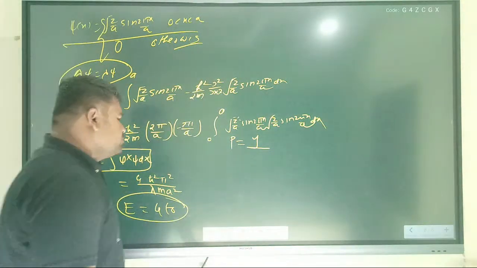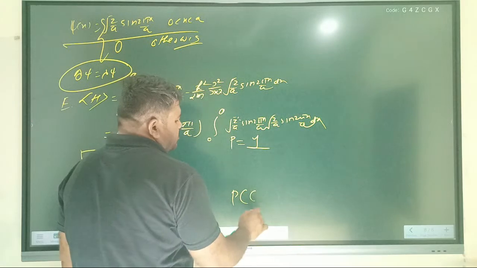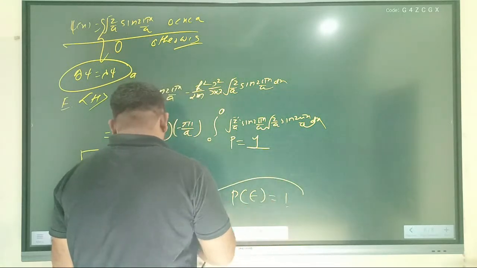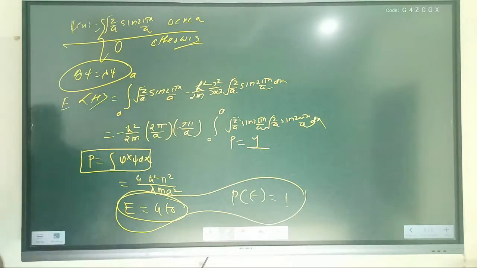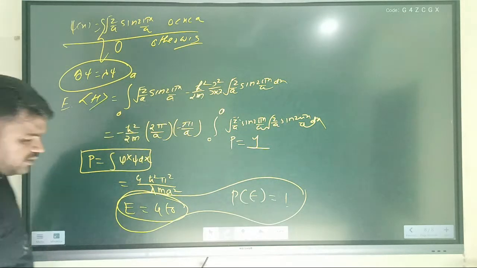In the region 0 to a, sometimes they ask what is the probability. The probability P of ε₀ is equal to 1 for energy equal to 4 ε₀. What is the measurement? The energy measurement is 4 ε₀, and the probability is 1. Sometimes they ask what is the measurement of momentum.